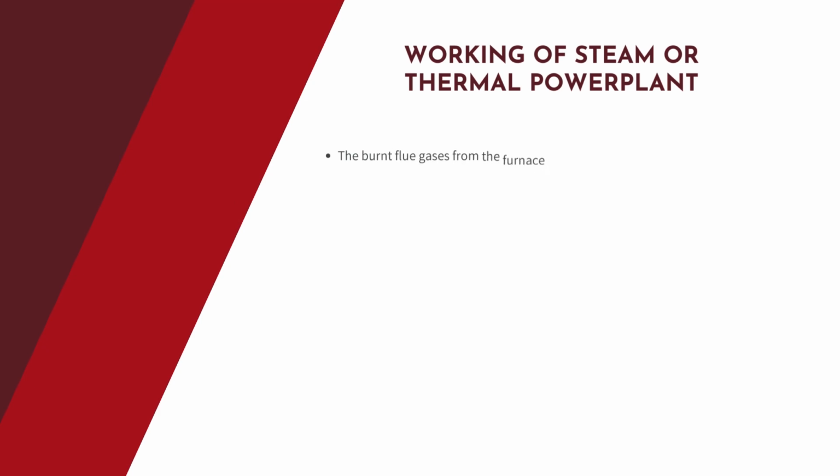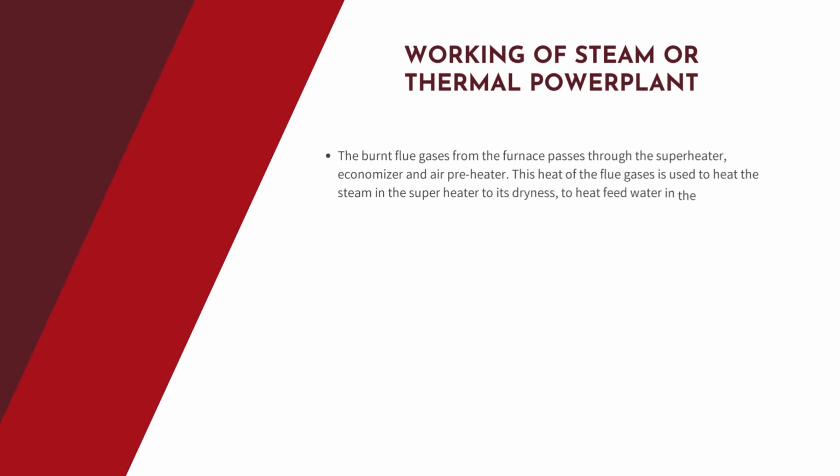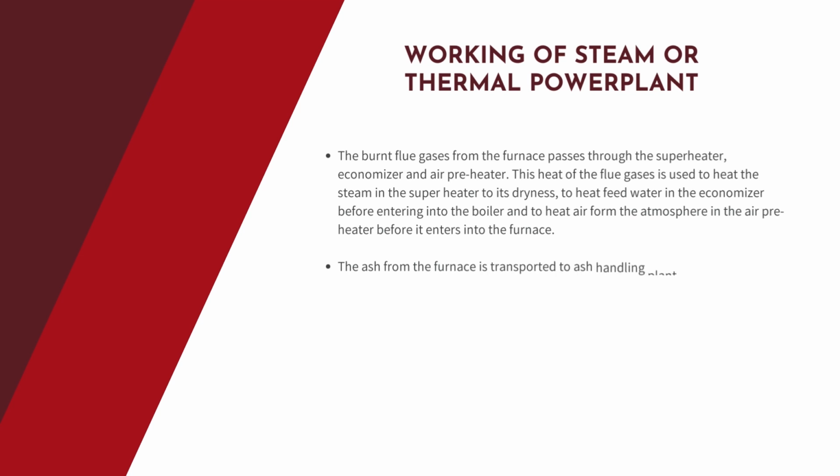The burnt flue gases from the furnace pass through the superheater, economizer and air preheater. This heat of the flue gas is used to heat the steam in the superheater to its dryness, to heat the feed water in the economizer before entering the boiler, and to heat air from the atmosphere in the air preheater before it enters the furnace. The ash from the furnace is transported to the ash handling plant and finally to the ash storage.